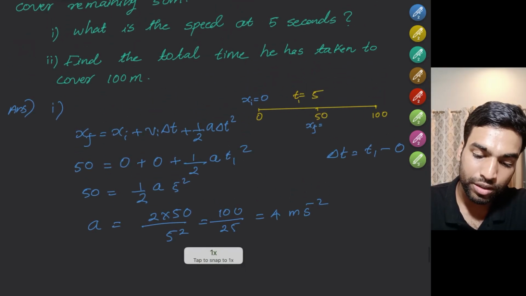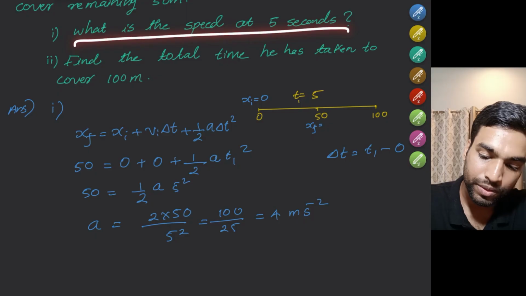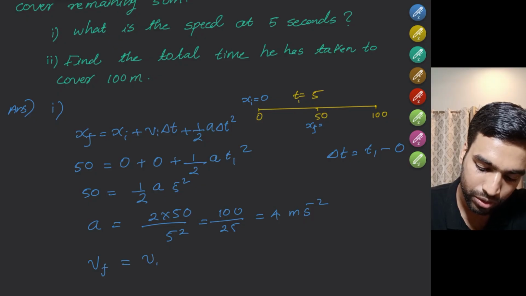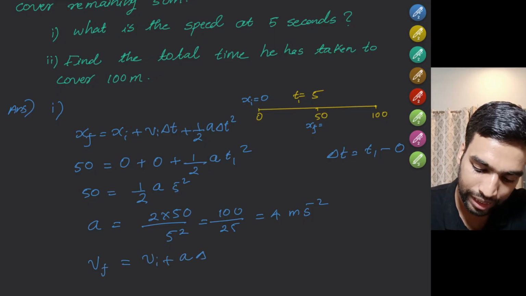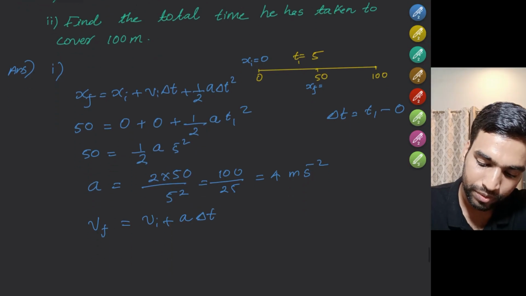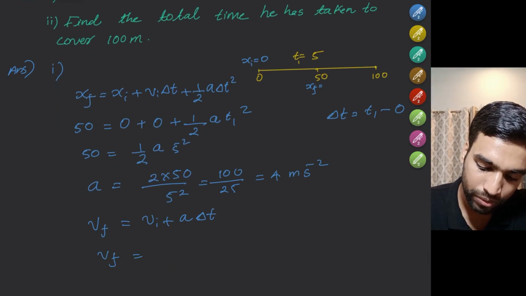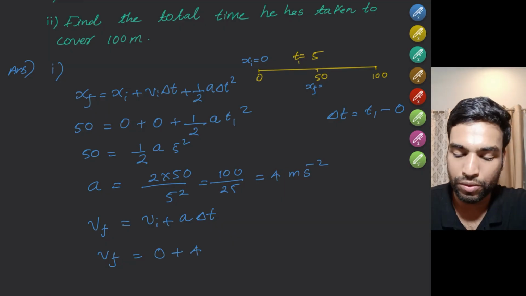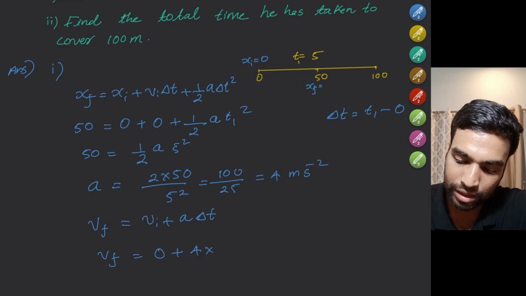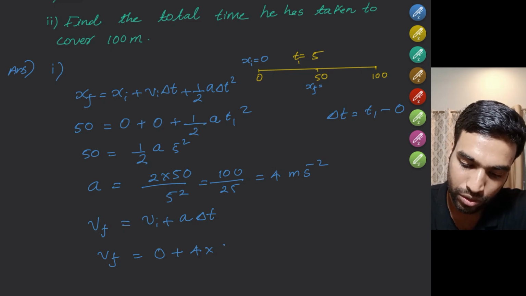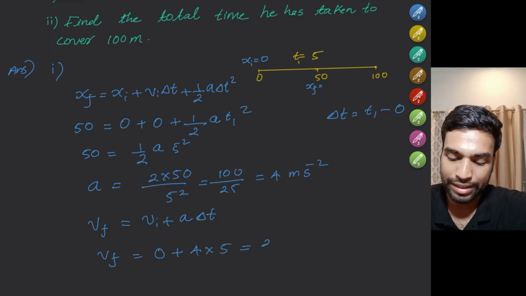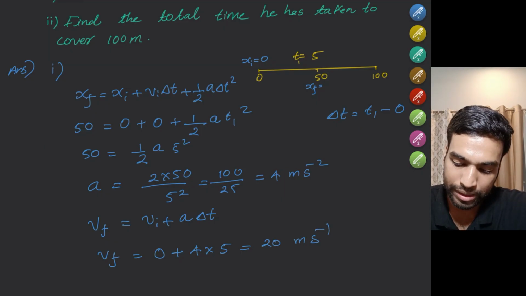We have to find the speed, right? So speed we can find using the second equation of motion. Vf equals Vi plus A into delta t. Now Vf therefore equals 0 plus the acceleration we already got, 4, into delta t, which is t1, which is 5. So the speed at t equal to 5 seconds is 20 meters per second.